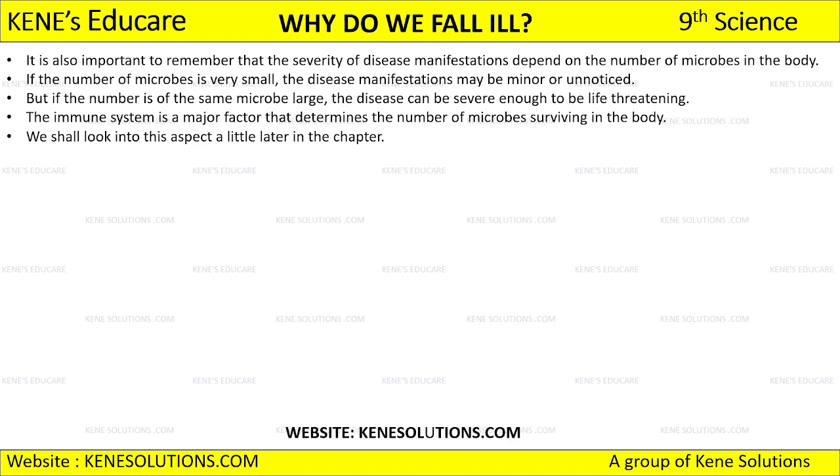So the immune system is a major factor which determines the number of microbes surviving in the body, because the immune system is the one which kills the microbes, right? If your immune system is strong enough, it will kill the microbes in your body. Otherwise, the bacteria or the virus or whatever microbe it is will get a chance and keep on increasing, and become life threatening and severe. We will be looking into this aspect a little later in the chapter. For now, I just want you all to write some small things about the number of microbes.